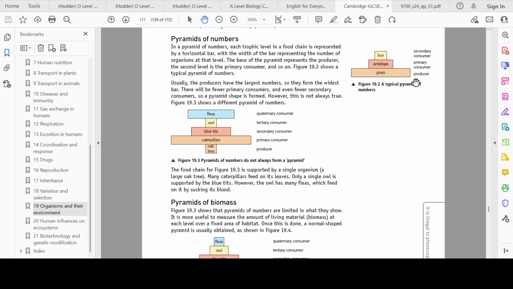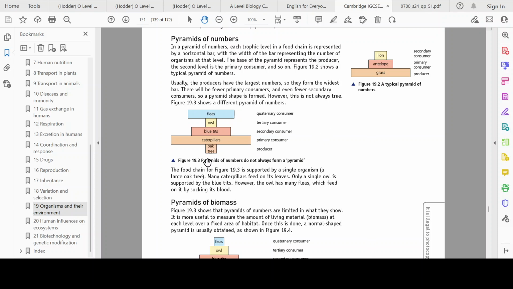Each trophic level, like the lowest trophic level, has the most number, and then each successive trophic level going from the producer, which has the highest number, then the primary consumer has less than the producer, the secondary consumer has less as compared to the primary consumer, and so on, right? So in terms of numbers, there's a lot of grass. There are fewer antelope as compared to the grass. The antelope are the primary consumer, and then you've got fewer lion as compared to the antelope. The lions are secondary. So this is what a typical pyramid of numbers looks like.